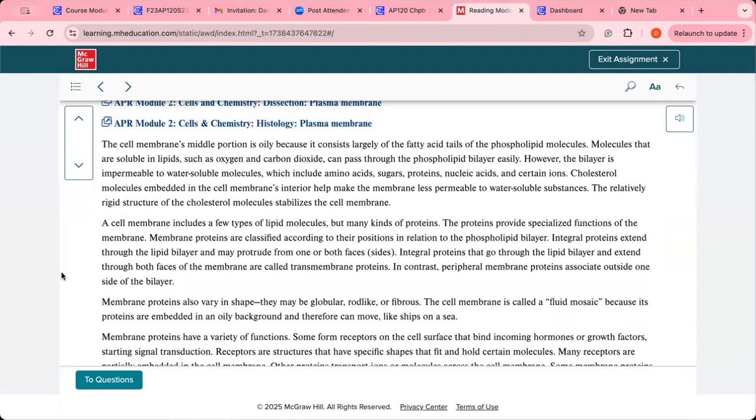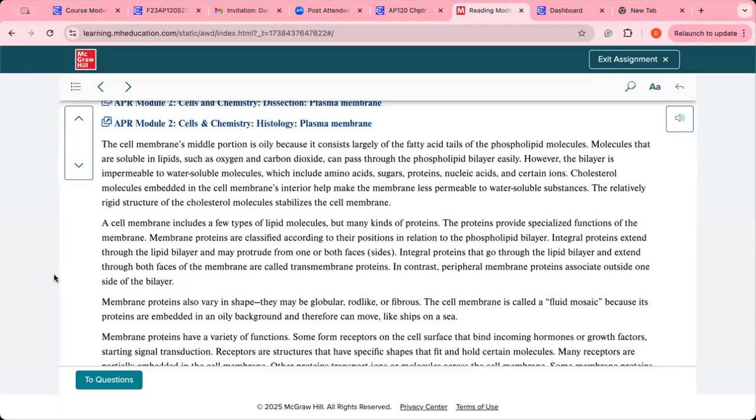The cell membrane's middle portion is oily because it consists largely of the fatty acid tails of the phospholipid molecules. Molecules that are soluble in liquids, such as oxygen and carbon dioxide, can pass through the phospholipid bilayer easily. However, the bilayer is impermeable to water-soluble molecules, which include amino acids, sugars, proteins, nucleic acids, and certain ions.